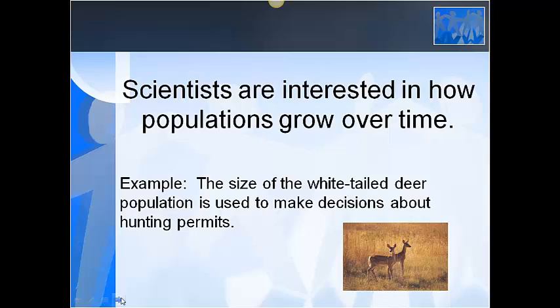We have to estimate what the deer herd in Minnesota is each year, in order to figure out how many hunting permits we're going to give out, how many different types of hunting permits, doe permits and things like that. So population growth, what we see changing in that population over time, is really important to a lot of the decisions that are made on a daily basis.